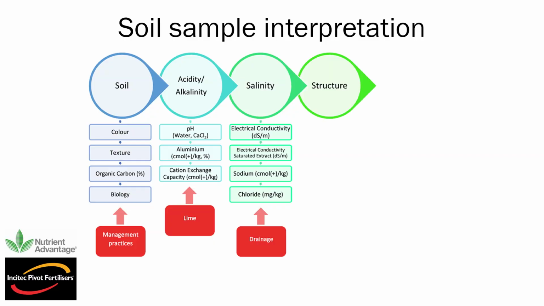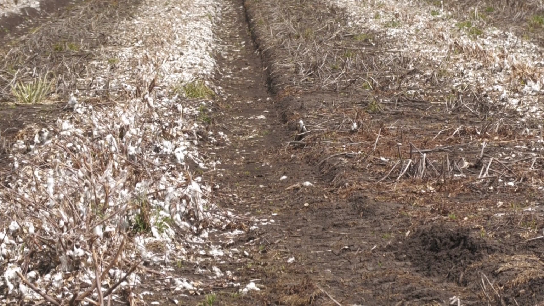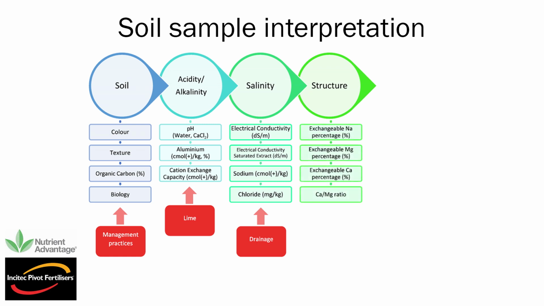The next one is structure. What sort of soil type we have in terms of its friability, water infiltration, slaking and dispersion type properties. We're looking at things like exchangeable sodium percentages, exchangeable magnesium, exchangeable calcium and calcium-magnesium ratios that will inform us on the sort of structure that we might be encountering.